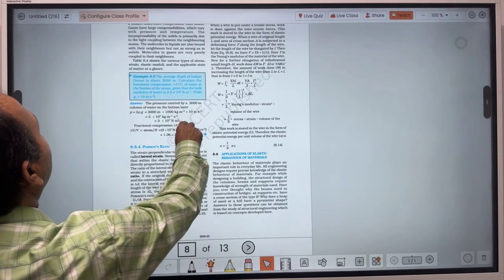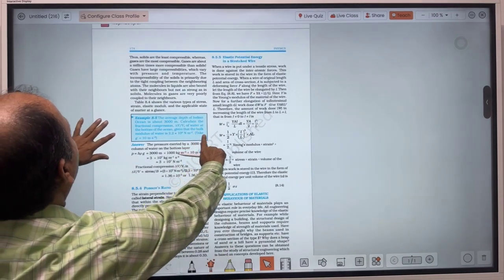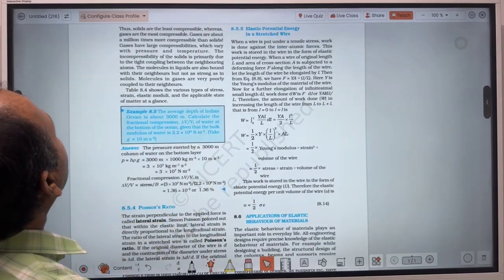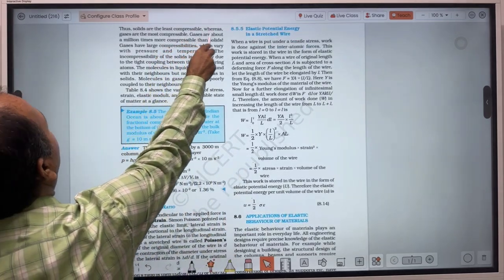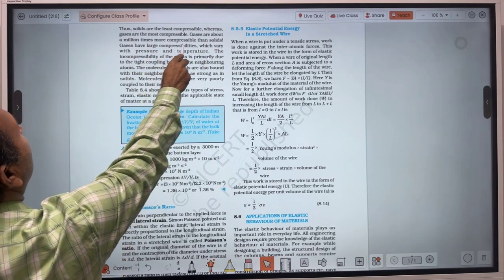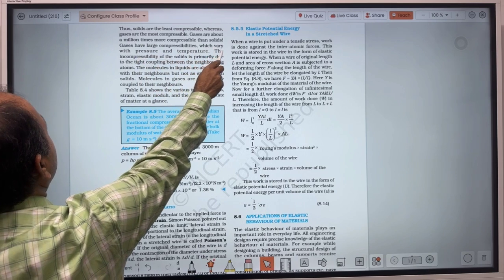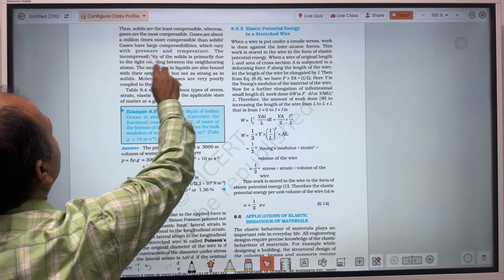Now, here there is some information. Let's see what is given. The solids are the least compressible, whereas the gases are the most compressible. Gases are about 1,000,000 times more compressible than solids. Gases have large compressibilities which vary with pressure and the temperature.